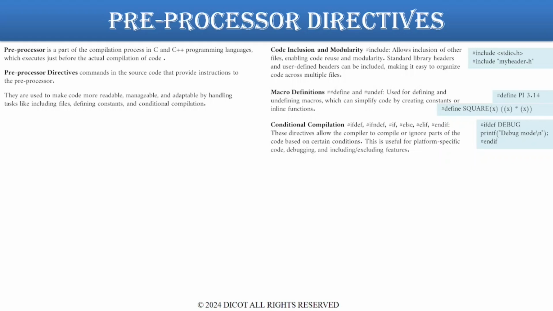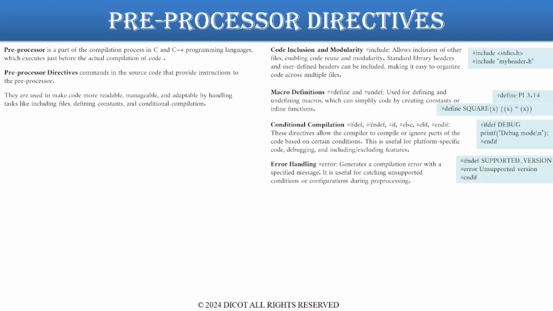Error handling. #error generates a compilation error with a specific message. It is useful for catching unsupported conditions or configurations during preprocessing. Example: #ifndef SUPPORTED_VERSION, #error unsupported version, #endif. If SUPPORTED_VERSION is not defined, the compiler will throw an error: unsupported version.